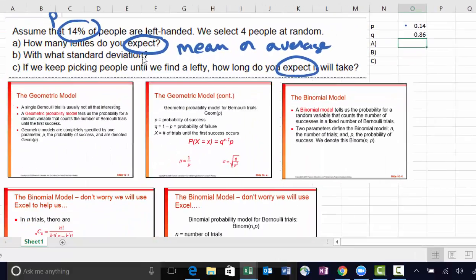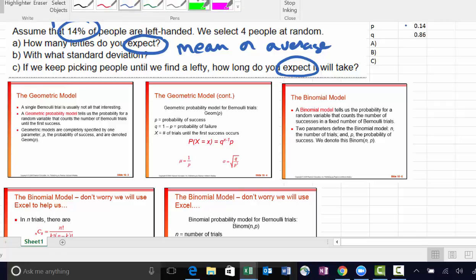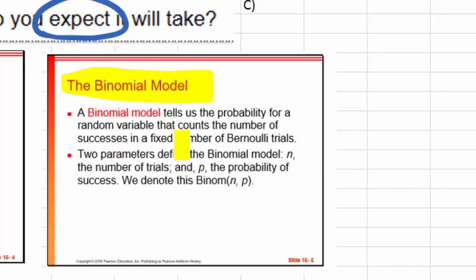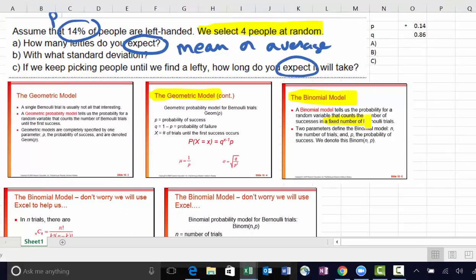So question A says, how many lefties do you expect? So we are dealing with a Bernoulli trial. The two models that we talked about with a Bernoulli trial are either the geometric model or the binomial model, and it depends on what the question is saying. But in this question it says we select 4 people at random, so we have a fixed number of trials, which is why it is a binomial model. A binomial model tells us the probability for a random variable that counts the number of successes in a fixed number of trials. In this case we have 4.